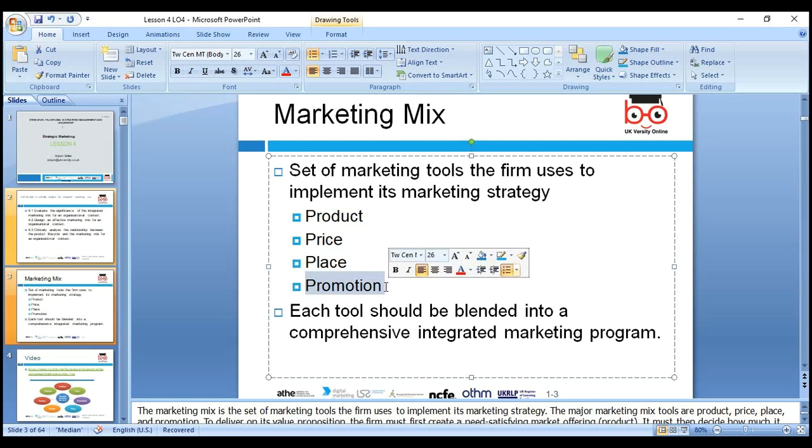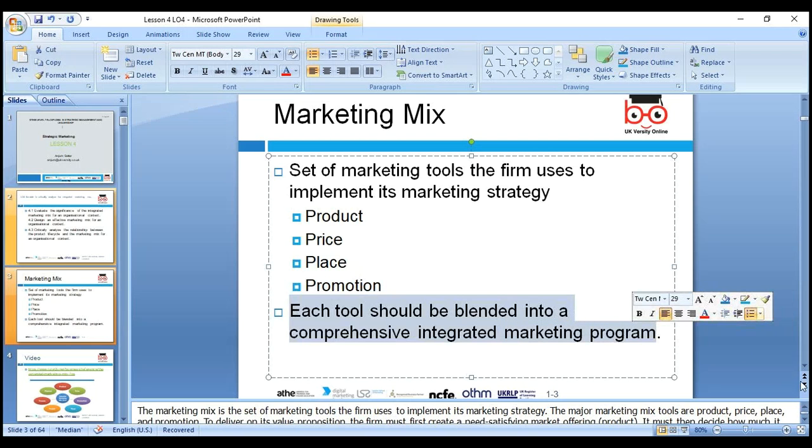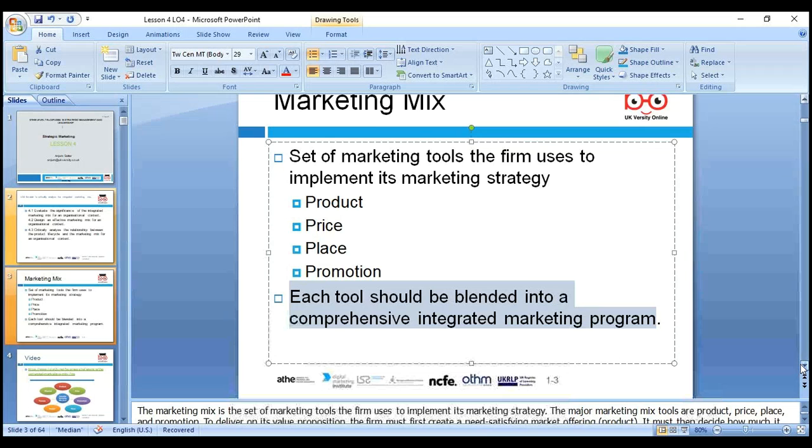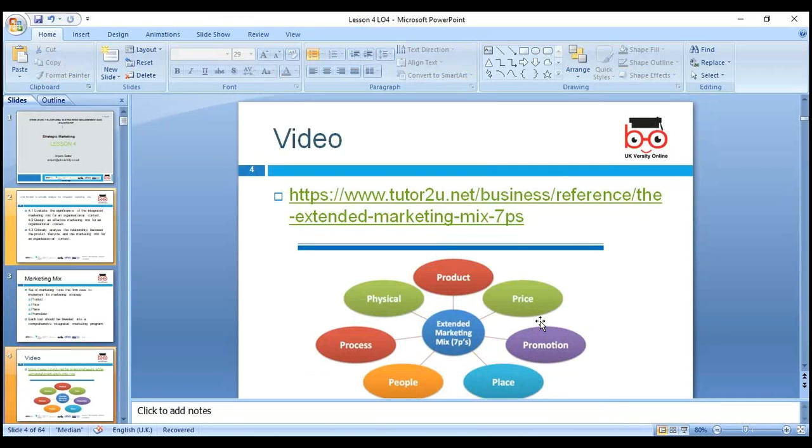Promotion: which tools will you use to promote the product, either on the radio or on television? What is the purpose of promotion? It can be to remind, to inform, or to persuade. So the three key objectives of promotion are to inform, remind and persuade. We need to make sure we design our promotion according to the customer.